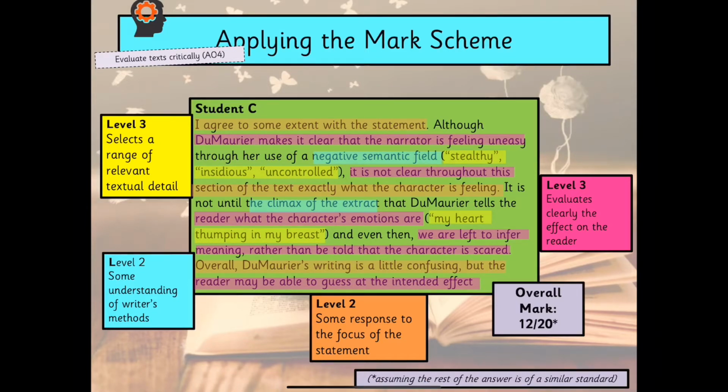So it just creeps into level 3. It is a clear answer, but there are elements of it that aren't as clear as others. And once again, in order to secure that level 3 and potentially boost their marks beyond 12, move through that level of the mark scheme, the student would have to develop this a little bit further and to say a little bit more about something different or to explain their points a little further. But this little extract, if it is an accurate snapshot, would achieve around 12 out of 20.